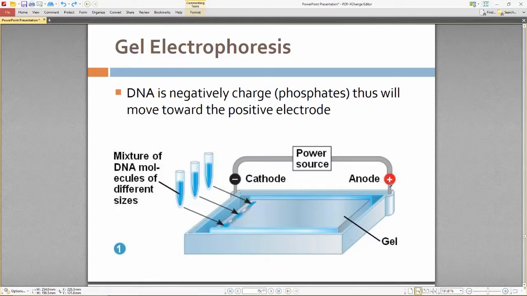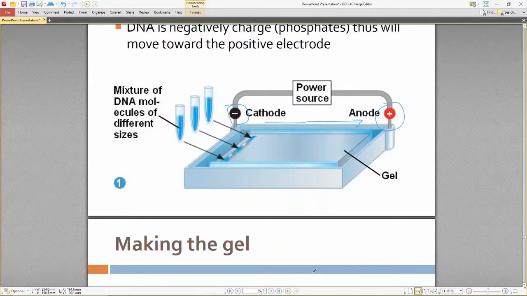And what you're going to do is, using a power source, you're going to run a current across this gel such that the end with DNA is the cathode, and the other end of this gel is the anode. And when you run a current across this gel, the DNA, which is negatively charged, is going to move towards the positive electrode. And the idea here is also that the DNA molecules are of different sizes. So because they're of different sizes, they're going to move at different speeds toward the anode.